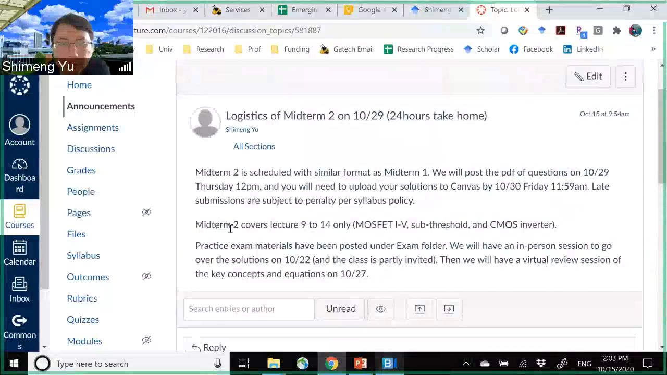Midterm 2 covers the lecture materials from lectures 9 to 14 only. That means it's after the first midterm and before today's lecture. That means MOSFET IV, subthreshold current, and the CMOS inverters.